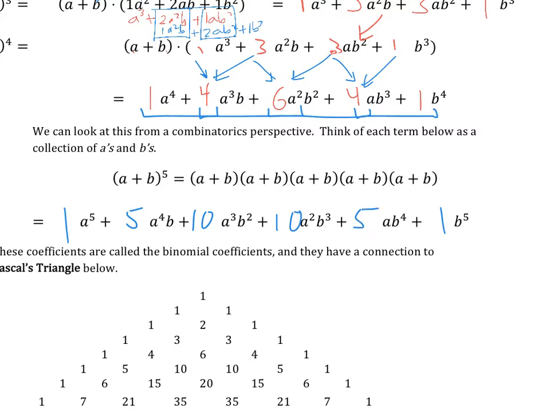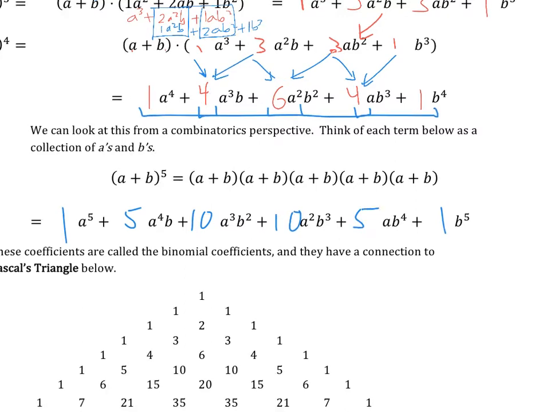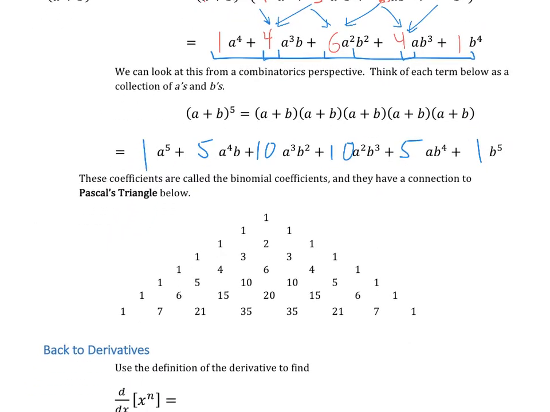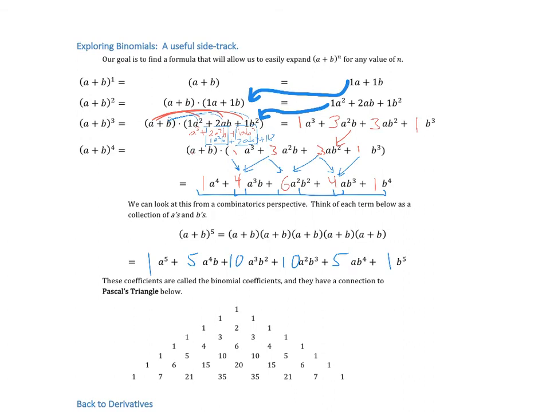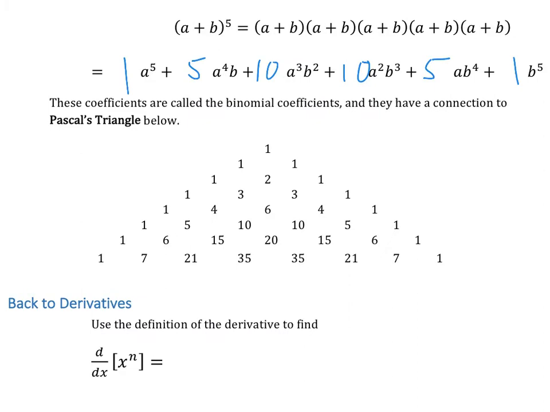All right. Now, this is kind of background knowledge. It's useful to know. But notice these numbers, when we put them together, all these coefficients: 1, 1, 1, 2, 1, 1, 3, 3, 1, 1, 4, 6, 4, 1, 1, 5, 10, 10, 5, 1, these can all be found in the Pascal's triangle.